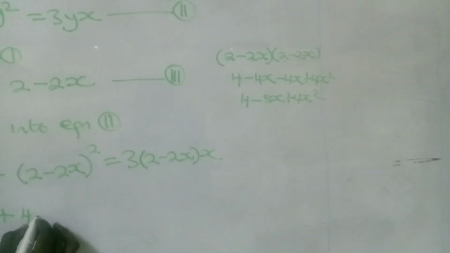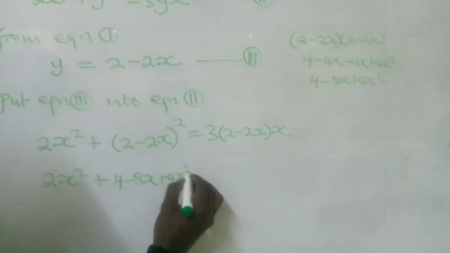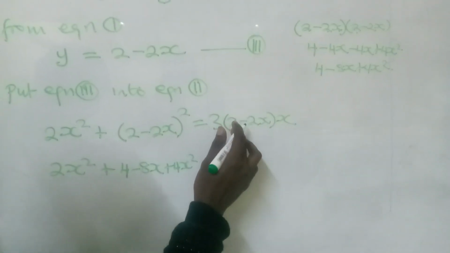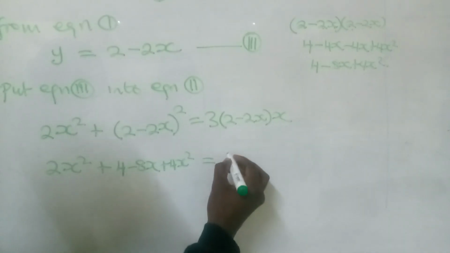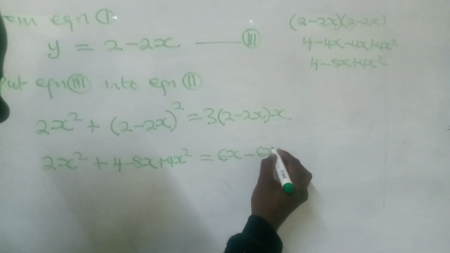So now this will be minus 8x plus 4x squared is equal to, we expand here, 3 times 2 is 6x. Then 3 times minus 2x times x is minus 6x squared.